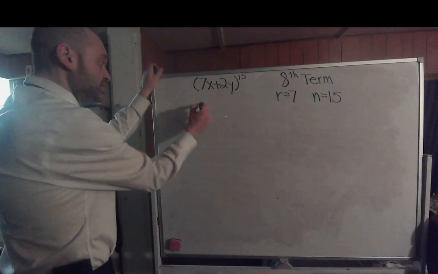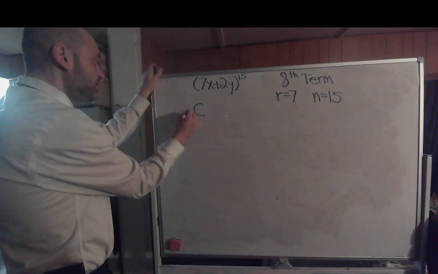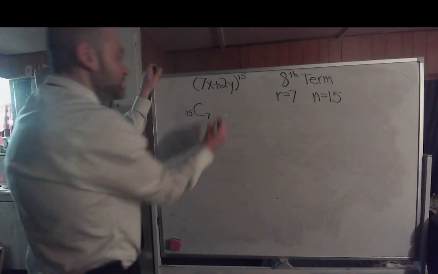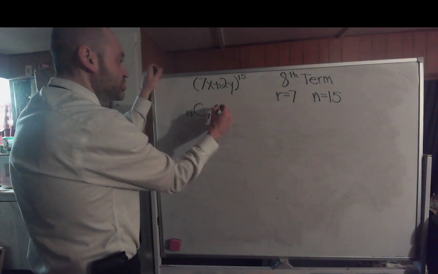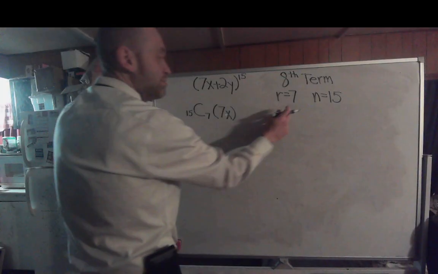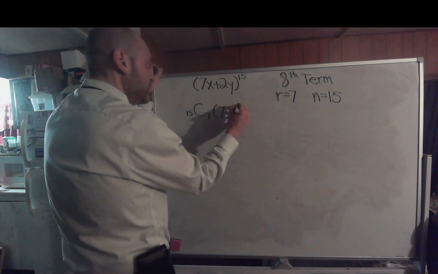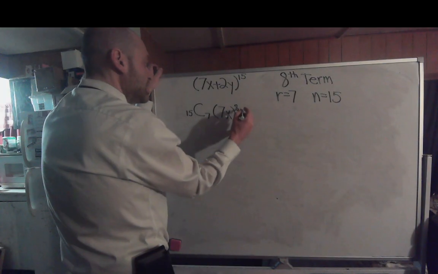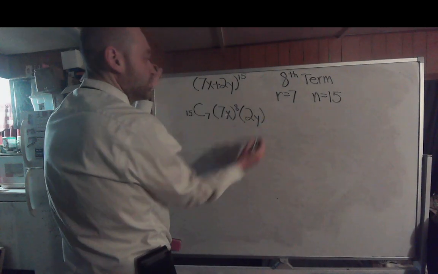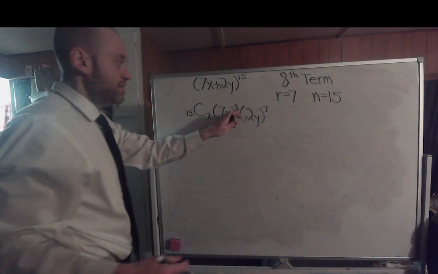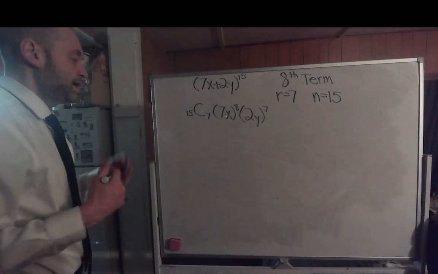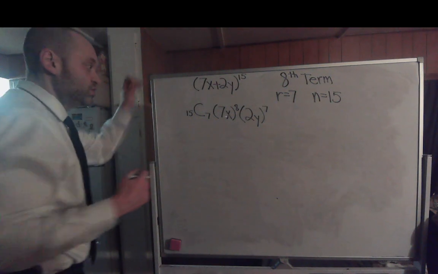So this is going to be the combination of 15 things, 7 at a time, times your first term, which is 7x raised to the n minus r power. So 15 minus 7 is going to be 8, times your second term of 2y raised to the r power, which would be 7. And if you add the 8 and 7 together, you get 15. So that's how you can know you're on the right track.